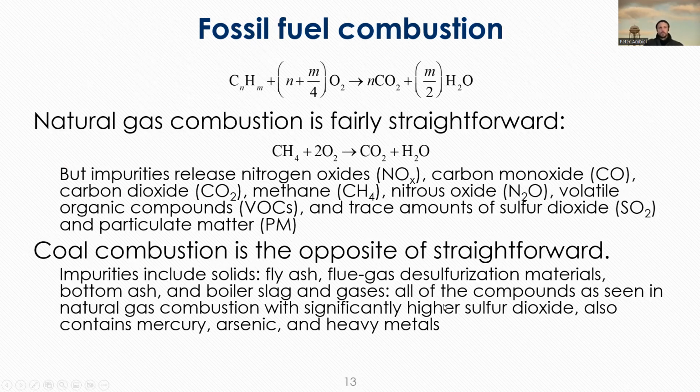And so these items that I'm listing here are very common byproducts of coal combustion. So fly ash, flue gas, bottom ash, boiler slag, a lot more sulfur dioxide, but you also get heavy metals, mercury and arsenic. It's pretty bad stuff all around as far as emission byproducts go.